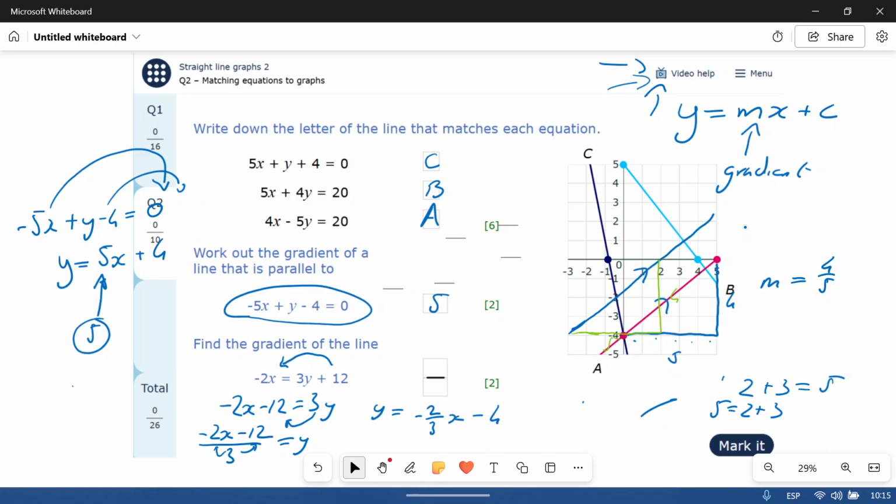Same thing. Okay, gradient. What is the gradient? It's the thing in front of the x. Yeah, that thing there. So that means the gradient is minus 2 over 3. You can put the minus at the top or the bottom. Doesn't matter. Just put a minus there. Don't put two minuses though.